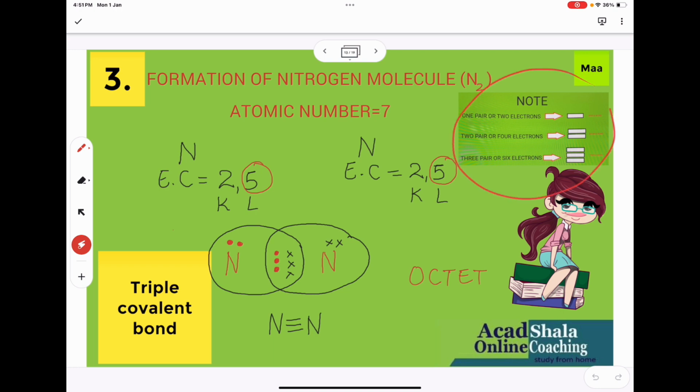This is the main root of this topic, that you should know how the bond formation will take place with the number of electrons or pairs. Again, I repeat once again: 2 electrons, 1 pair, single covalent bond. 4 electrons, 2 pairs, double covalent bond. 6 electrons, 3 pairs, that is triple covalent bond.